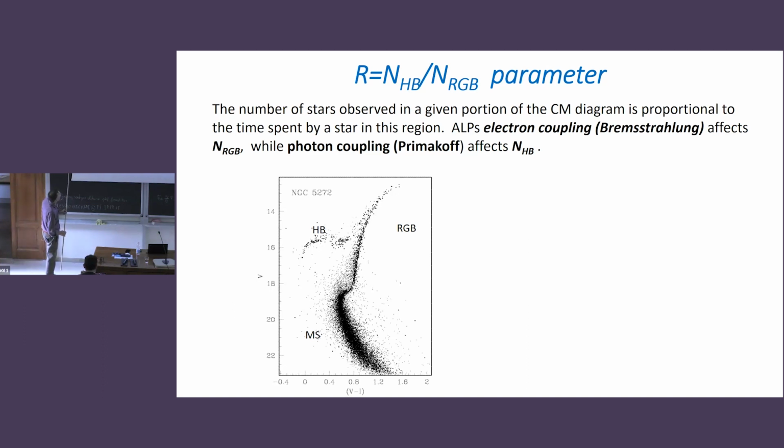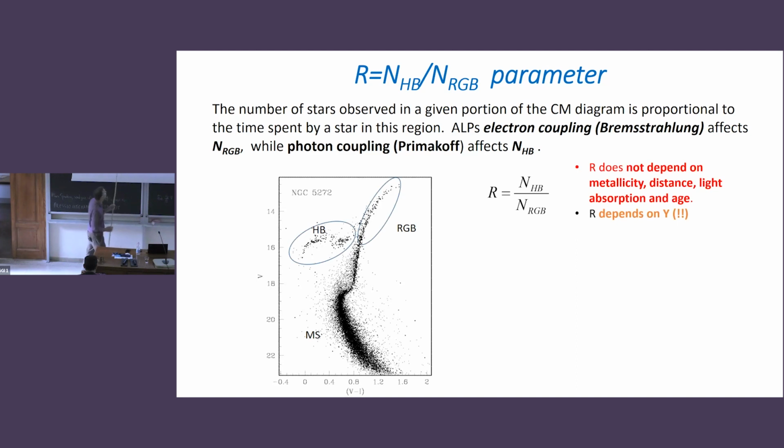And so we started to investigate this possibility by using essentially horizontal branch stars compared to bright red giant branch stars. Essentially we define this R parameter. The R parameter is the number of horizontal branch stars over the number of red giant branch stars. And this essentially measures the duration of the horizontal branch compared to the duration of this path of the evolution along the RGB.